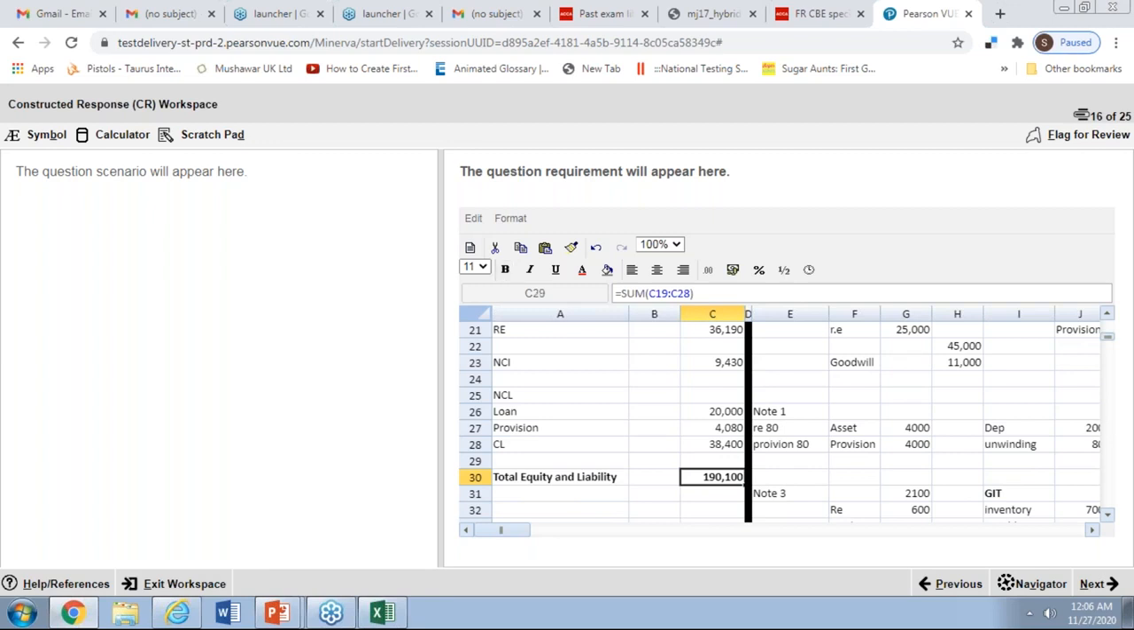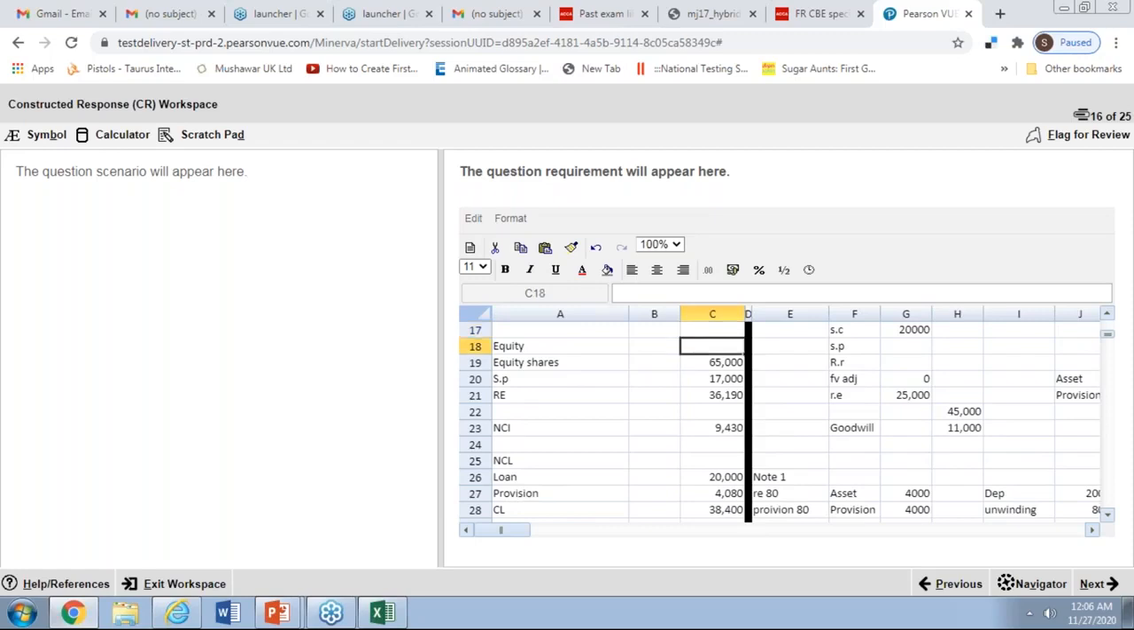Equity shares. 50,000 is the total share capital of the parent company, plus we have issued 15,000 of shares at par value while acquiring the subsidiary shares.